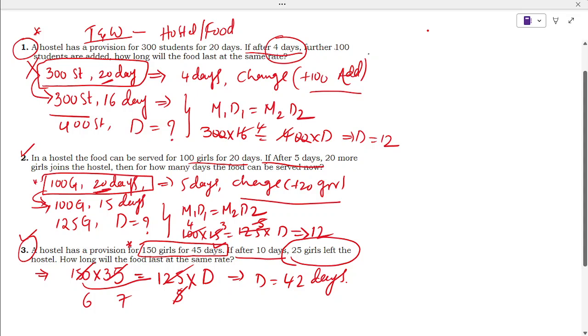I'm just repeating what I have told. In my first question, the hostel is having 300 students for 20 days, but the condition is changed. You should not take this condition because after 4 days it is changing. So after 4 days, my condition will be 300 students for 16 days. Then if 100 students are added, it will be 400 students for how many days? M1D1 is equal to M2D2.